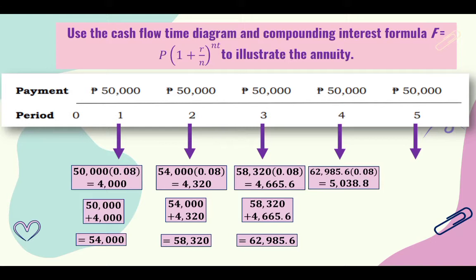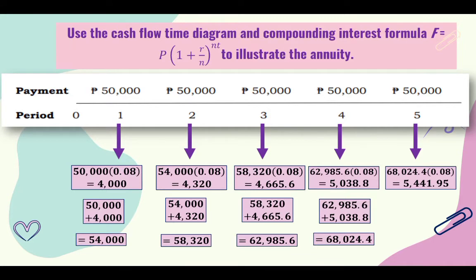Okay, this interest, we will add this to our new amount, which is 62,985. We now have 68,024.4. And last, for the last year or for our fifth year, 68,024.4 times 0.08, the interest would be 5,441.95. And then add this to our amount, we now have 73,466.5.